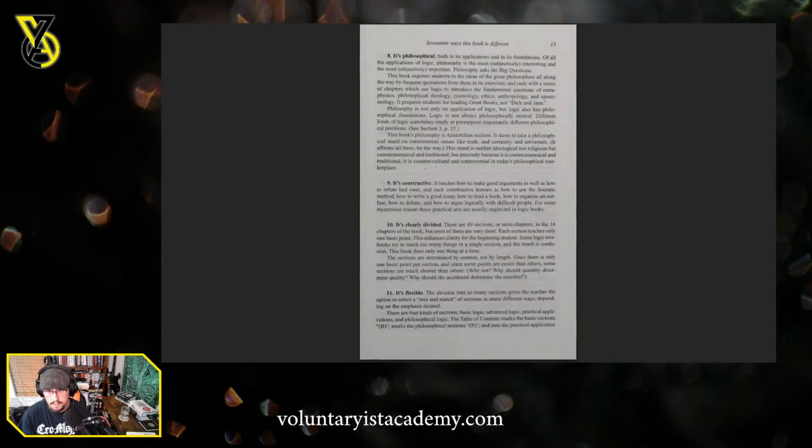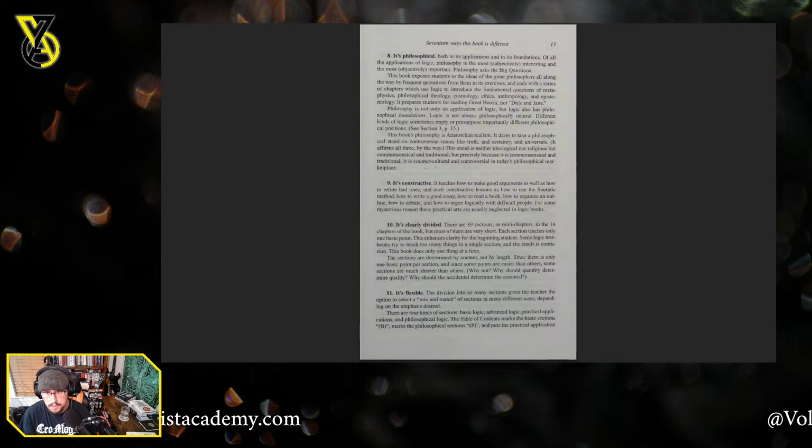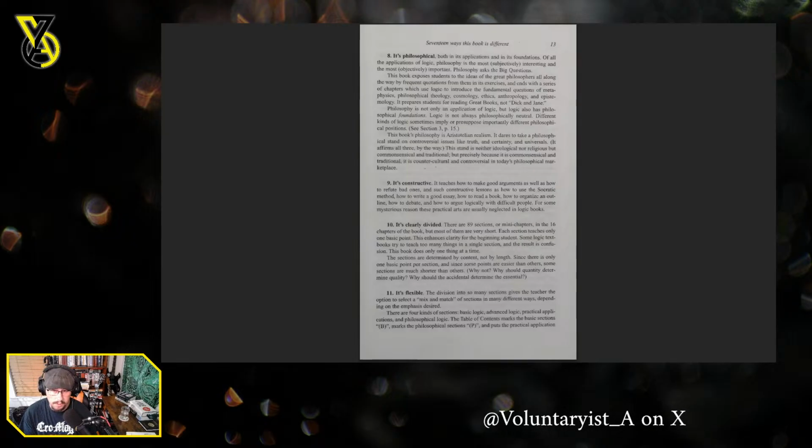This book's philosophy is Aristotelian realism. It dares to take a philosophical stand on controversial issues like truth and certainty and universals. It affirms all three, by the way. This stand is neither ideological nor religious, but commonsensical and traditional. But precisely because it is commonsensical and traditional, it is countercultural and controversial in today's philosophical marketplace.